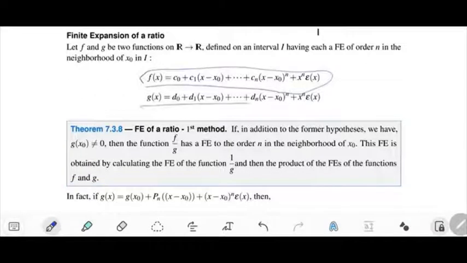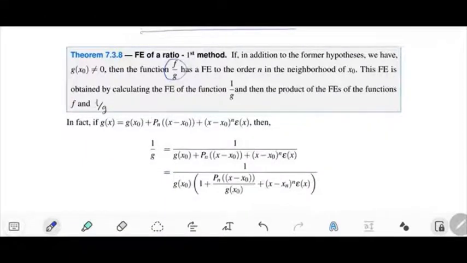and a finite expansion of g, and we want to calculate the finite expansion of the ratio f over g to the order n in the neighborhood of x0, it's as if we are calculating the finite expansion of the product f times 1 over g. So we need to follow the calculation of the finite expansion of the product rules.